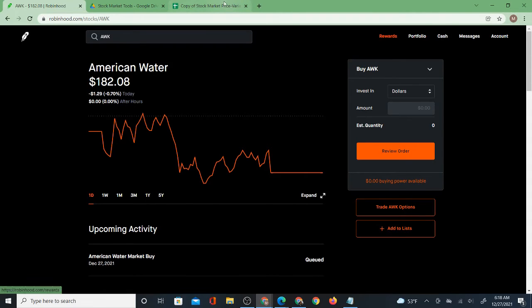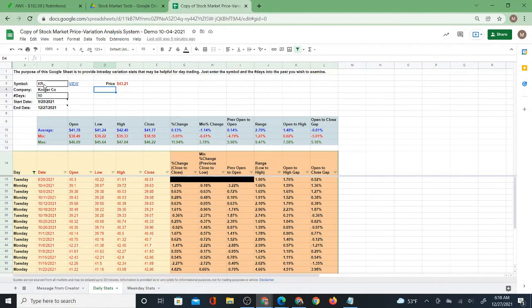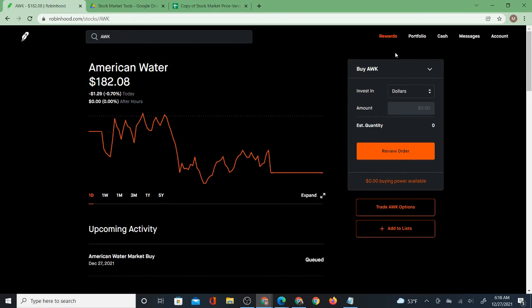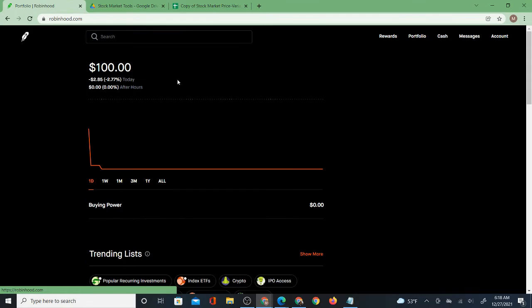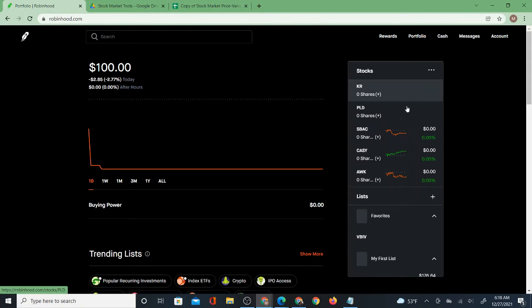Alright, so those are the ones. Now, those are set up, and basically my $100 is now split. If you go to portfolio, you can see these 5 are waiting, so it's going to be $20 on each of these.